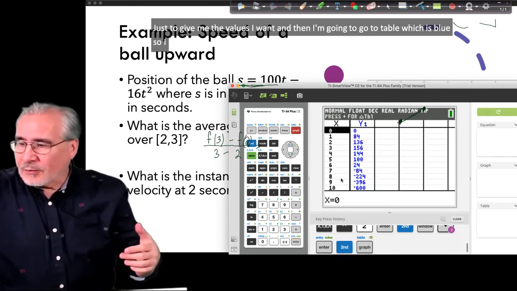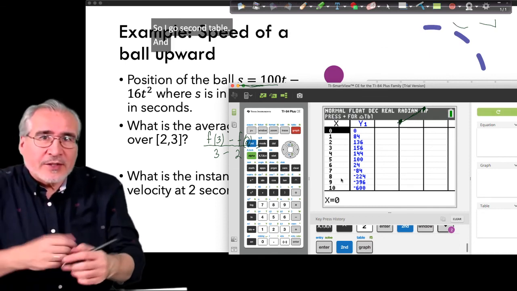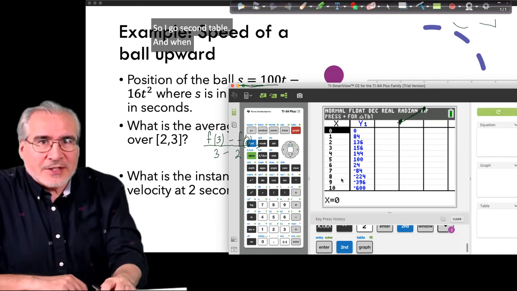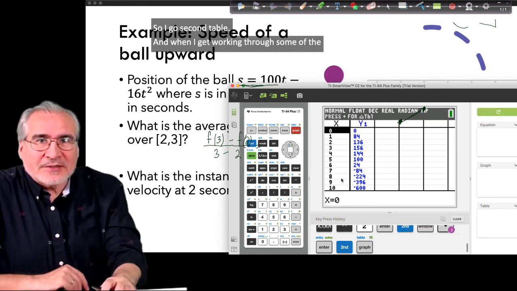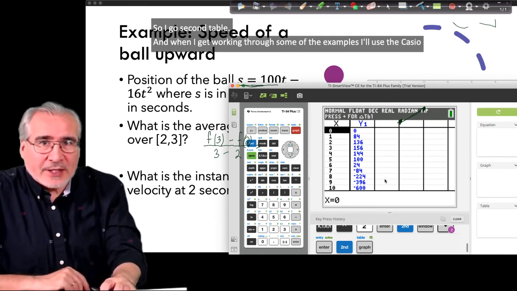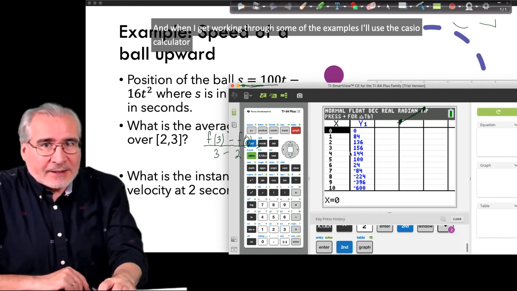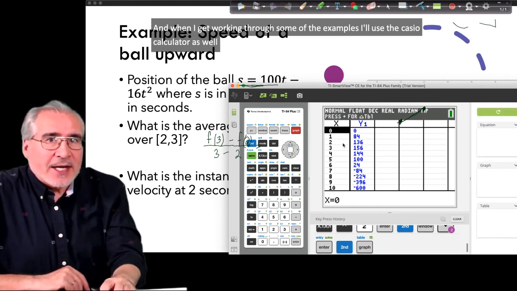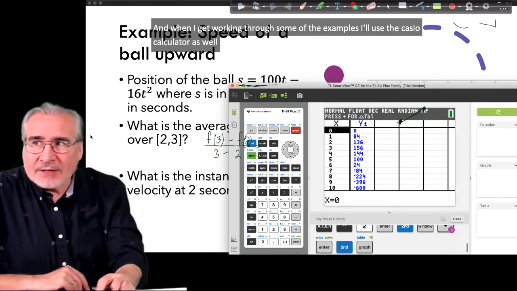And when I get to working through some of the examples, I'll use the Casio calculator as well. I'm just not proficient enough yet. I apologize for going back and forth between the two types of calculators. But let me know if you're interested in the Casio, and I will get it done for you.